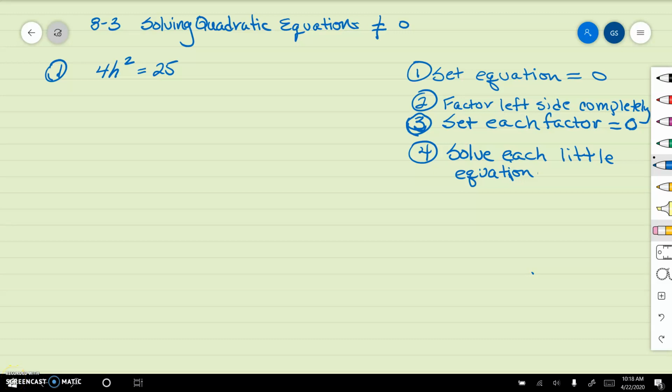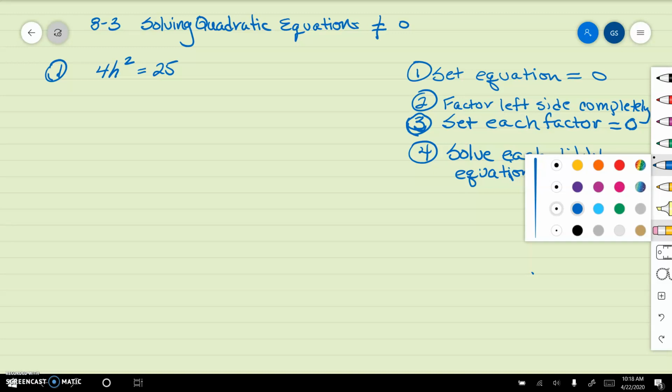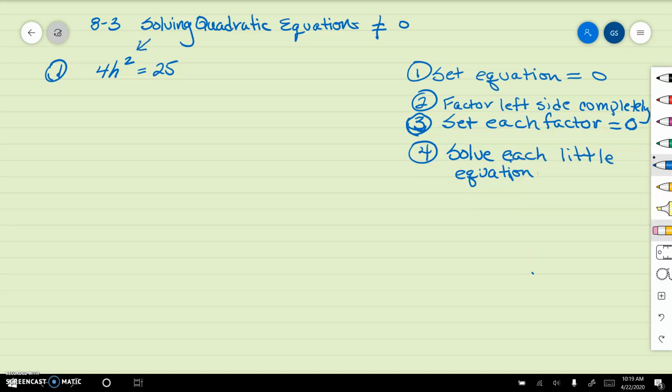Okay, here we go. 4h squared equals 25. I know that's a quadratic equation, and the reason I know that is because it has this h squared here, okay? So normally when we're trying to solve an equation, we're trying to get the variable alone. There's a big difference here. And the big difference is we're not trying to get h alone at this point. We're trying to make the equation equal to 0. So I have 4h squared equal to 25. Well, that's not equal to 0, so I have to get it so it's equal to 0.